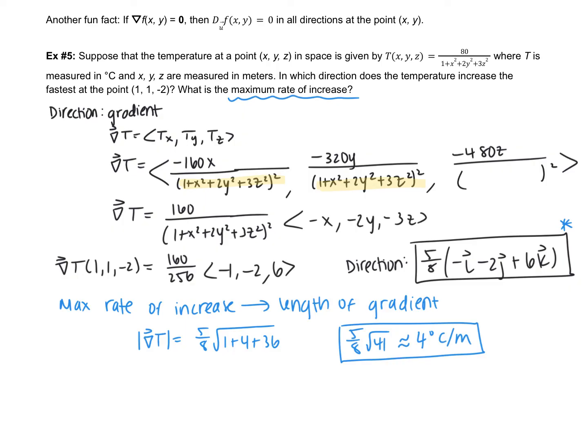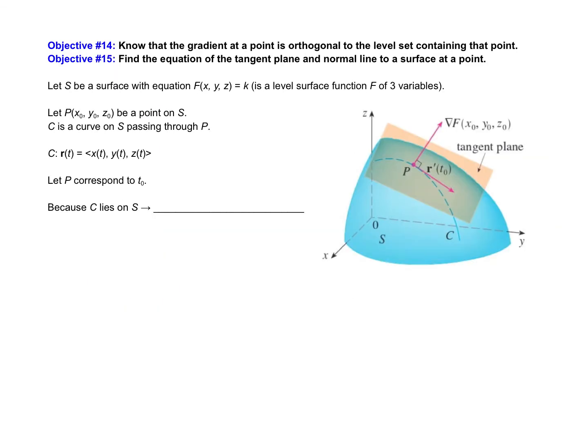So that is another use of the gradient. Okay, so let's look at one more use of the gradient and one more example. Next thing that we're going to talk about is tangent planes. There are two objectives that you can see at the top. You need to know that the gradient at a point is orthogonal to the level set containing that point, and you need to be able to find the equation of the tangent plane and normal line.